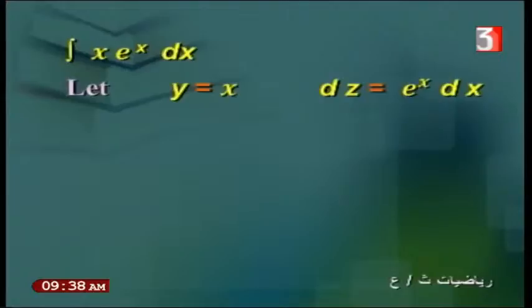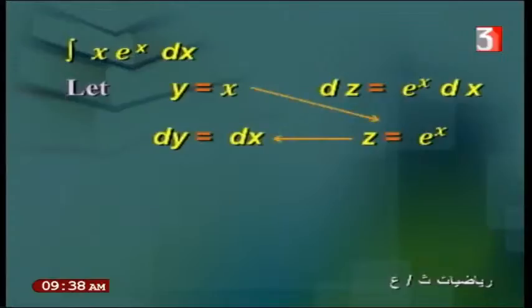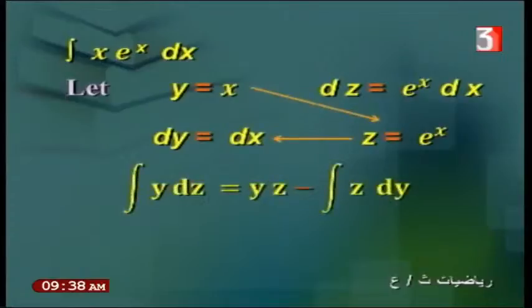The differentiation of y is dy equals dx, and the integration of dz equals z, and the integration of e^x dx equals e^x. Now we can use the rule of integration by parts. Then integration of y dz equals yz minus integration of z dy.